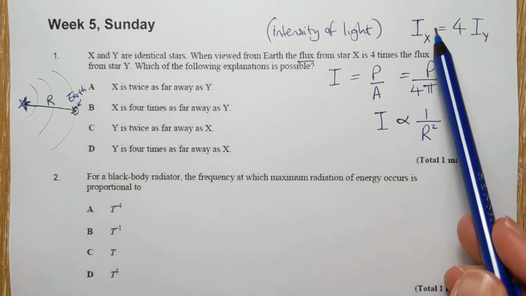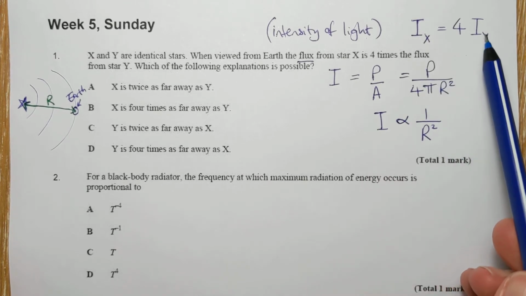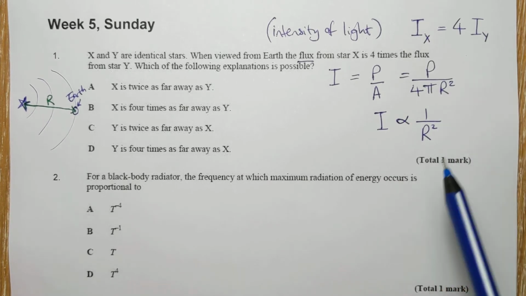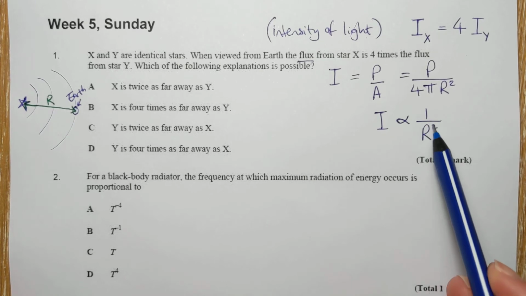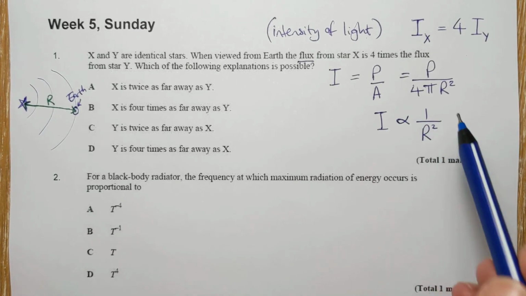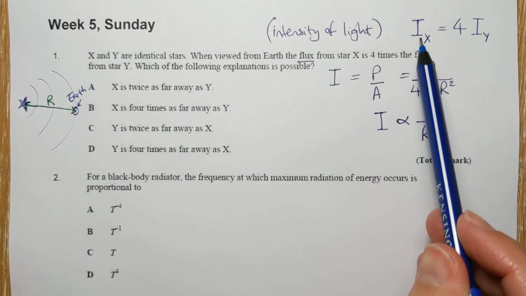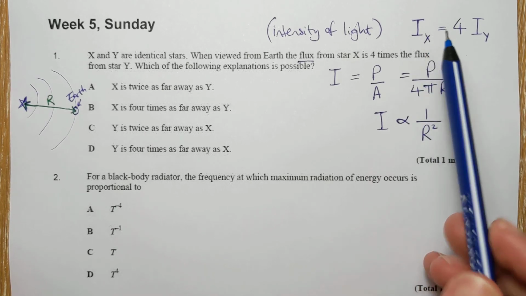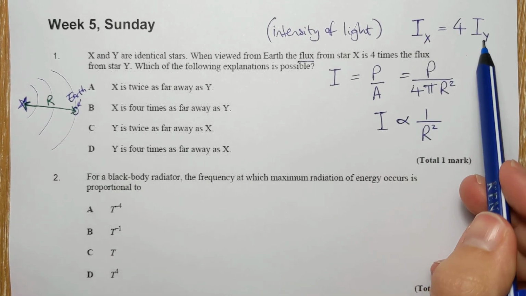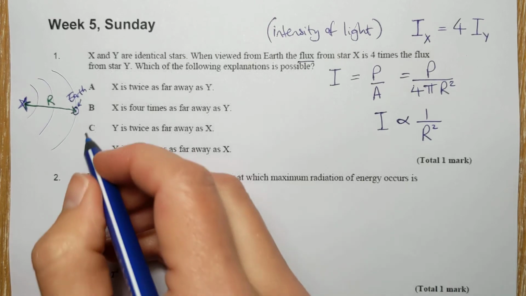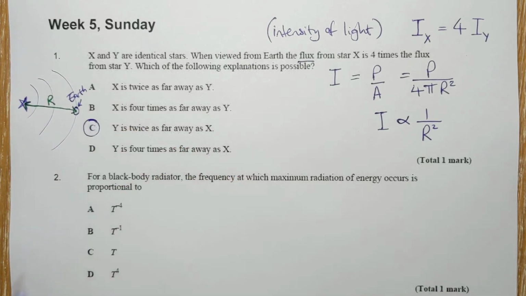And if the intensity of X is 4 times the intensity of Y, that means that its r needs to be half the size. And r for the star X being half the size means that r for the star Y is twice as big, and so that means we're on C there.